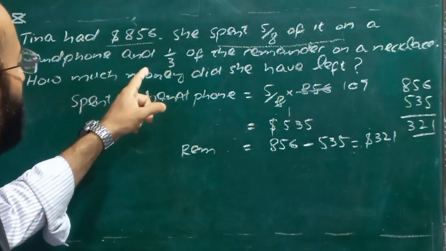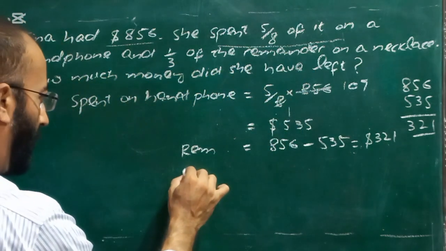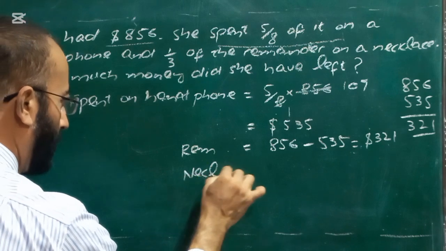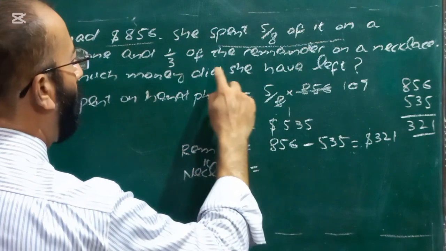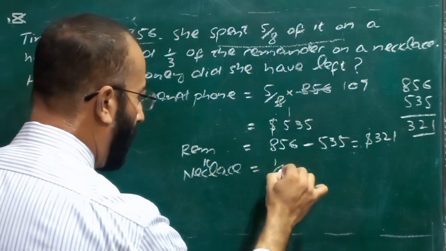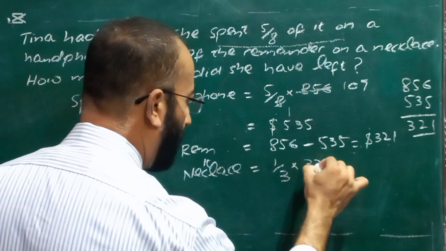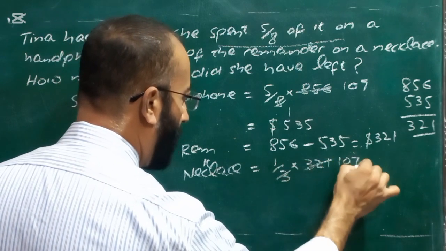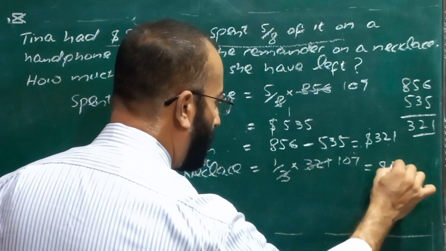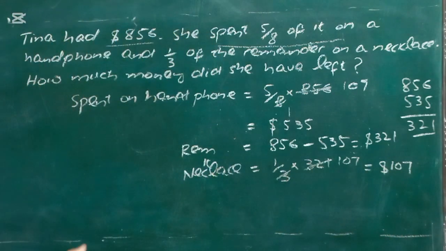So the next statement is 1 by 3 of the remainder on a necklace. One by 3 of the remainder, and the remainder is 321. So cancel it again. 3 ones are 3, 3 sevens are 21. So $107 are spent on the necklace.